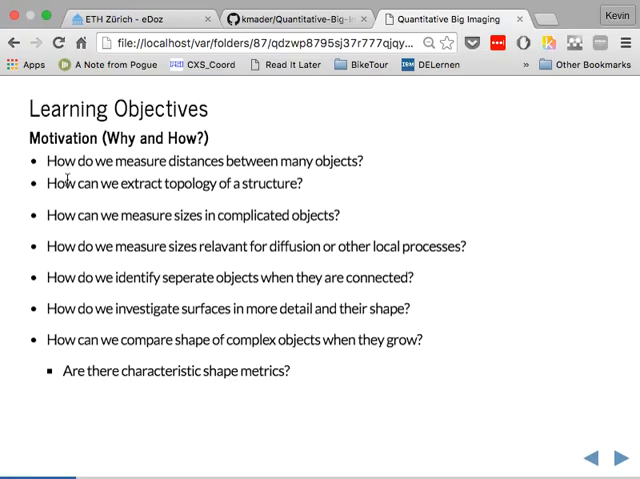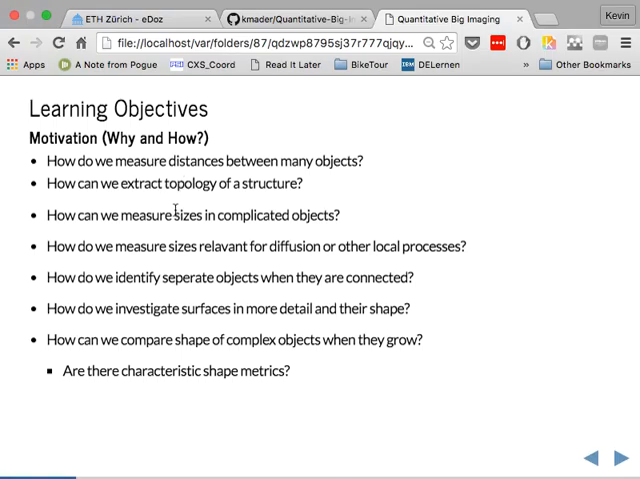But how do you get the essential information out of a structure without keeping all of the image data? How can you get the simplest representation that isn't oversimplified? Because of course, if you take the mean intensity of an image, that's a very simple representation, but it doesn't tell you anything about your structure. So what does this topology mean and how can we extract it?